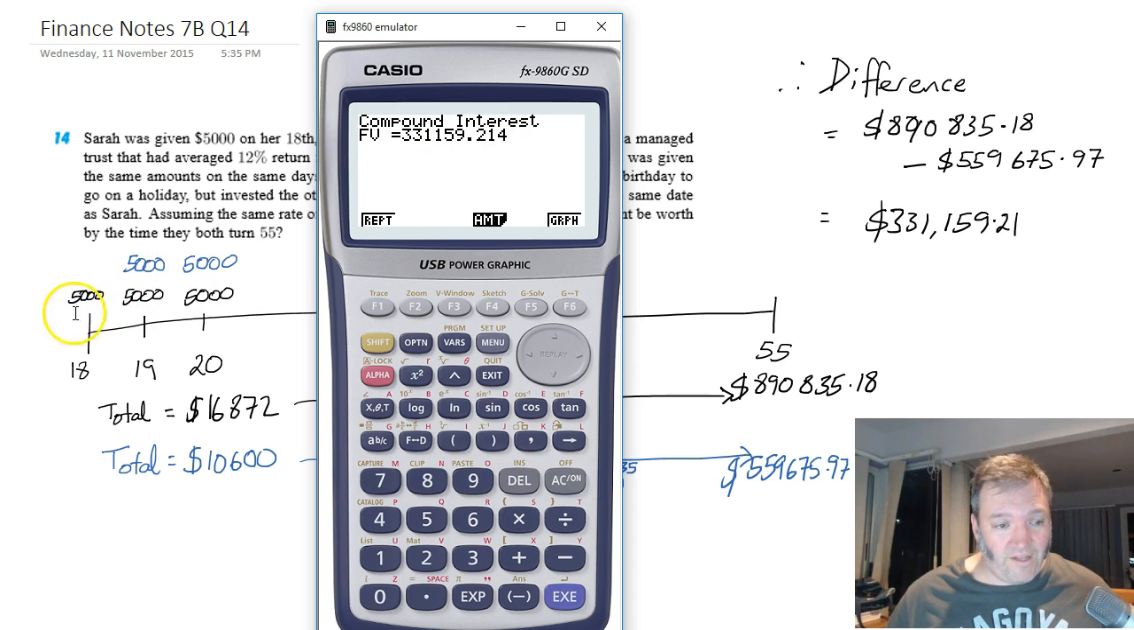So you could have just said, well, that's the only difference, and gone straight to just find the future value of that, and you would have had your answer too.